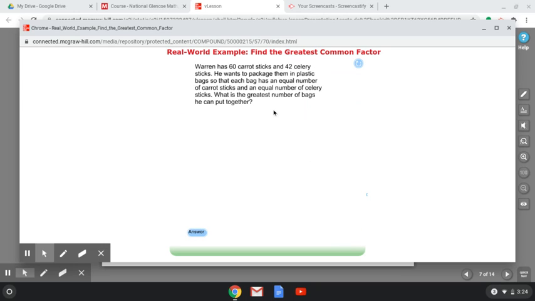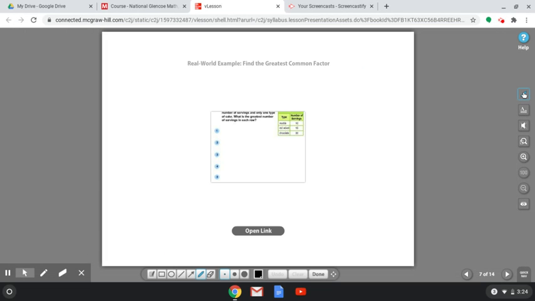So you can do the same thing with this one. There are only 2 numbers this time: 60 and 42. If we wanted to find the greatest common factor of 60 and 42, we would write all the factors of 60, right? We know that 1 times 60. We know that 2 times 30. And I apologize for the sloppiness of this because I am trying to write with my mouse. This is not my handwriting. We know that 3 times 20 is 60.